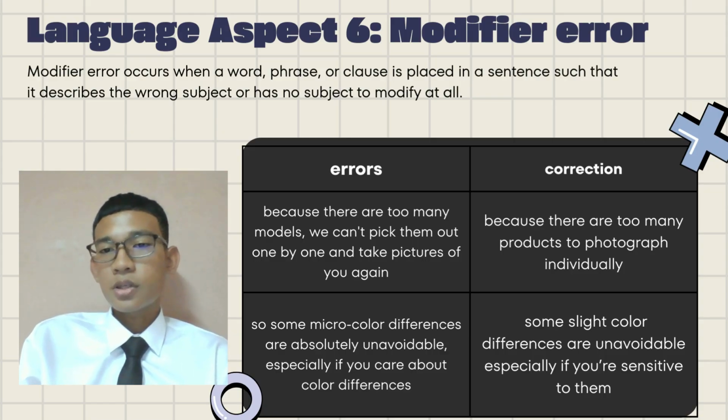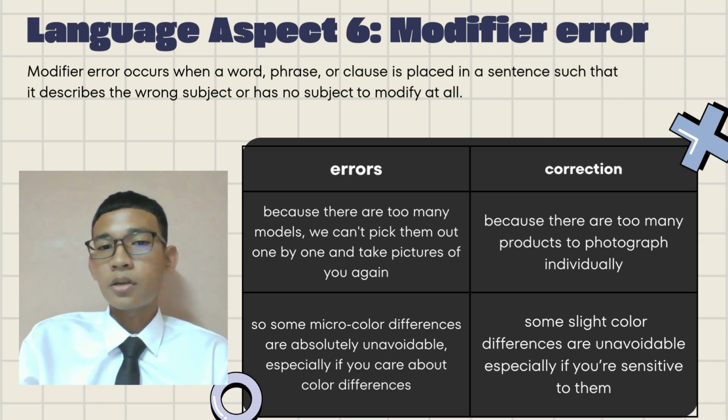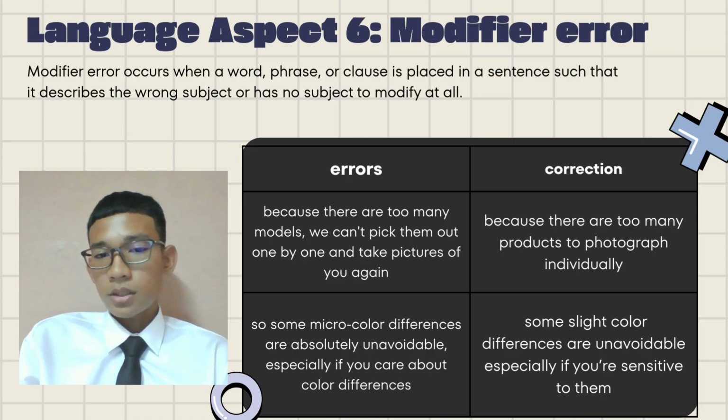So the correction is "because there are too many products to photograph individually", meaning they're talking about the product and not the reader. Next, we have "some micro color difference are absolutely unavoidable, especially if you care about color difference." The usage of "care" is vague and can sound weird, so it doesn't clearly modify the unavoidable. Therefore, we are using the word "sensitive" to fix it. The correction is "some slight color differences are unavoidable, especially if you are sensitive to them."